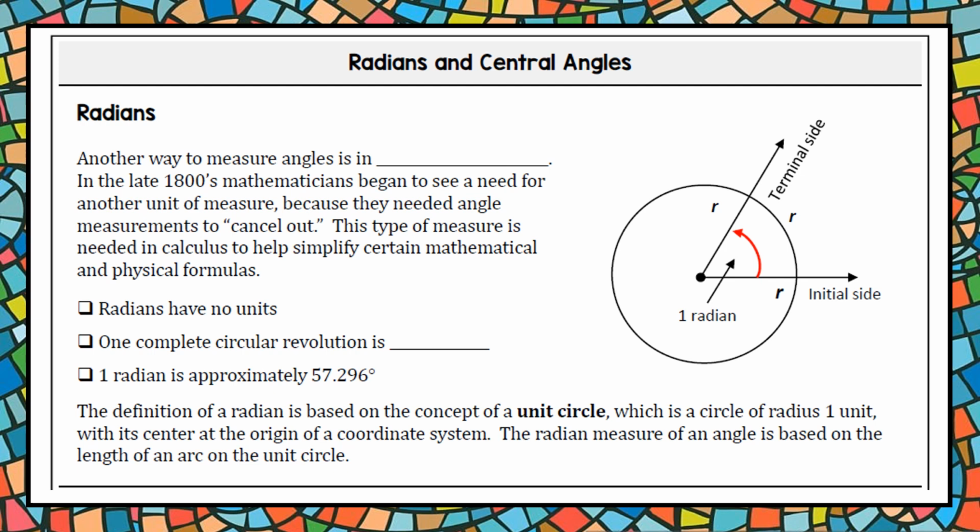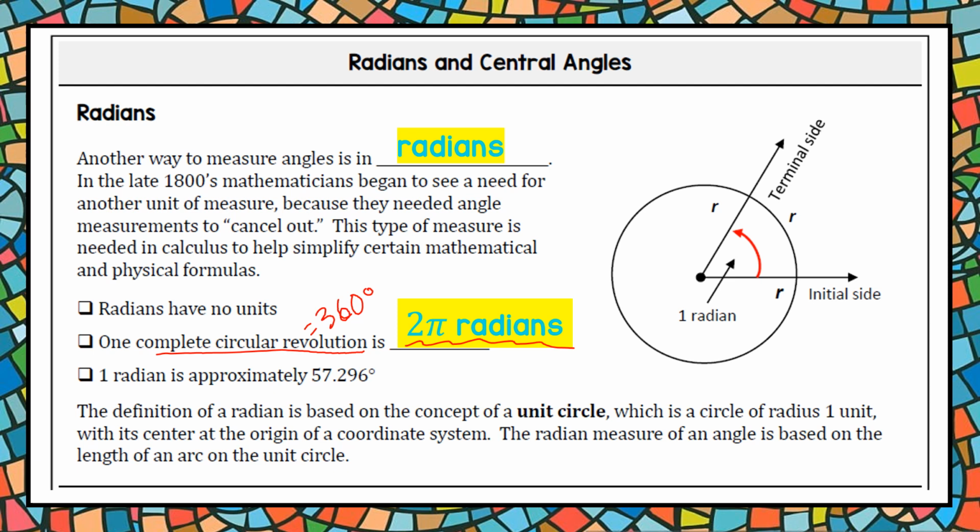And so one complete circular revolution in radians is 2 pi. So 2 pi radians is equivalent to 360 degrees. When we talk about a full revolution in degrees, this full circular revolution is 360 degrees. In radians, though, it's 2 pi radians.